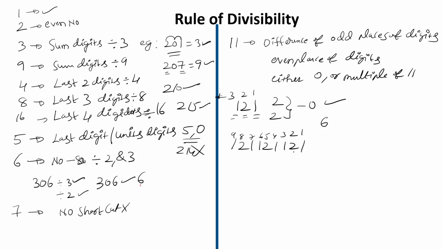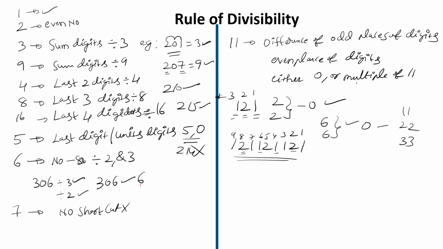So odd places 6, even places 2, 3, 4, 5 and 6. So this is also 6, and the difference is 1. So this number is definitely divisible by 11, you can check that. Now in this case we are getting 0, or you can get 11, 22 or 33, a multiple of 11.